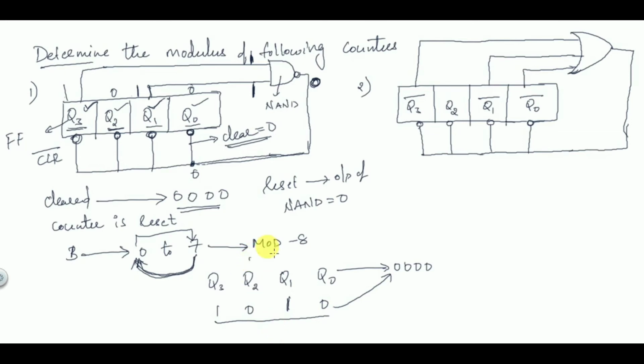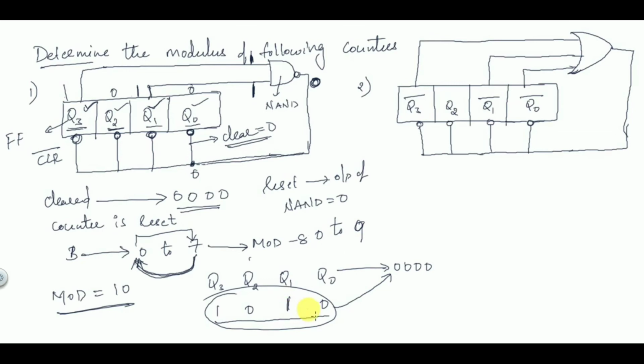So what is the modulus of this counter? The mod value is equal to 10. 1 0 1 0 represents 10, so the mod value is equal to 10. That means this counter counts from 0 to 9. When 10 is encountered, it will be reset to 0.